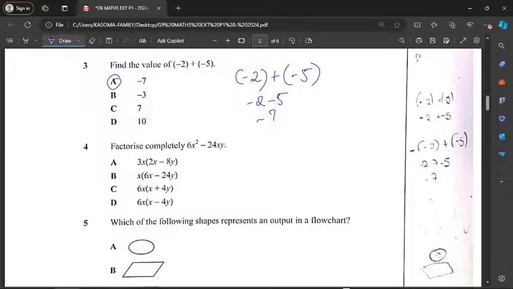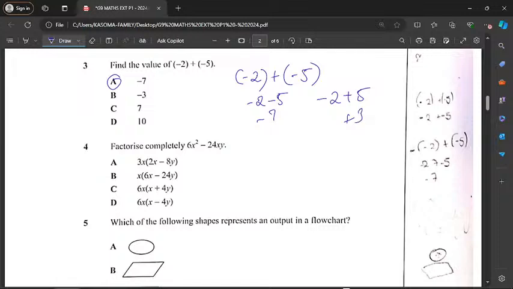If we had negative 2, I'm just giving an example, plus 5, here we get the sign of the bigger number, which is 5, so we get the positive. Then we say 5 minus 2, or we take away 2 from 5, which gives us 3, so it would have been positive 3.